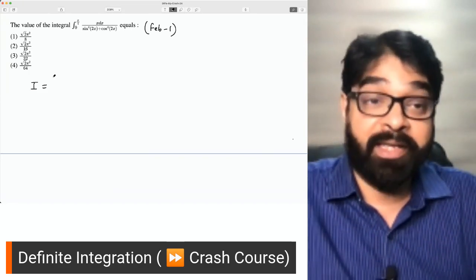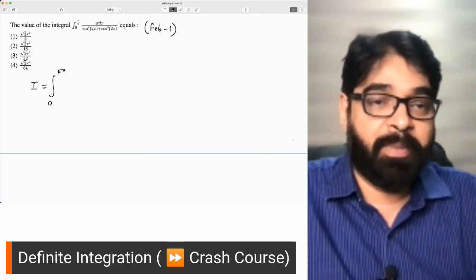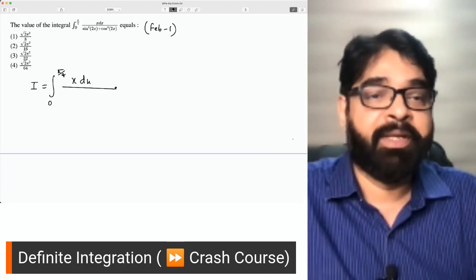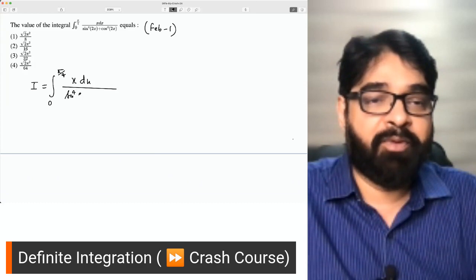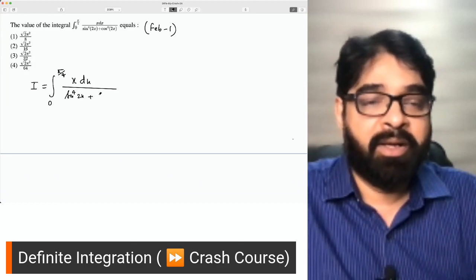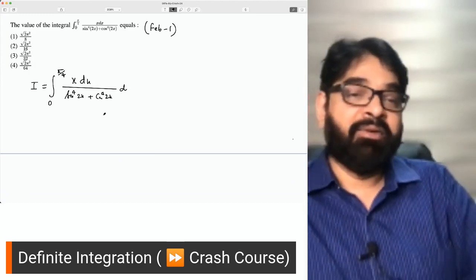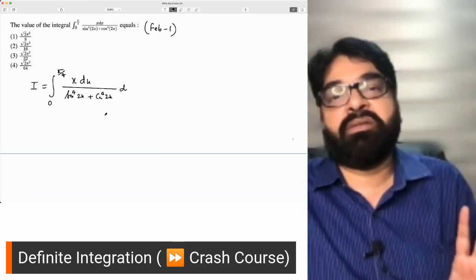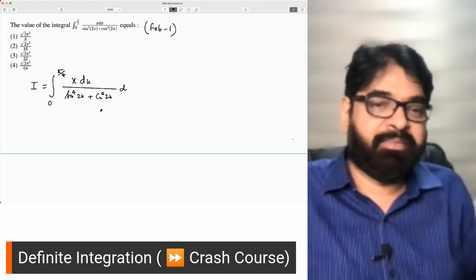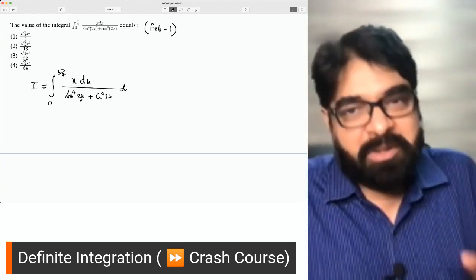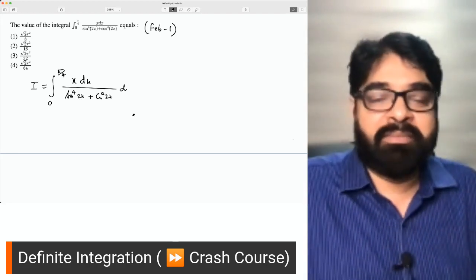Not at all a very easy question. The integral from 0 to pi by 4 of x dx divided by sine power 4 2x plus cos power 4 2x. First thing, I hate this 2x. Can I remove 2x? I don't want this 2x because it becomes complicated.